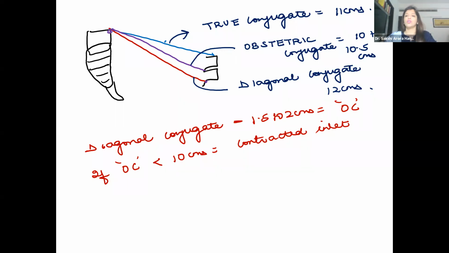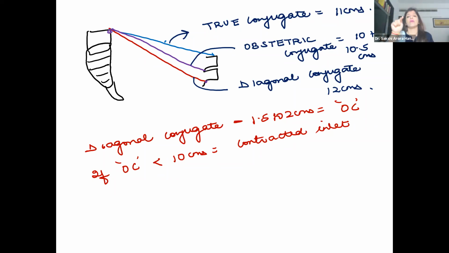Normally, the value of diagonal conjugate is 12 centimeters. And when the value of diagonal conjugate is 12 centimeters, believe me, it will be very difficult for you to touch the sacral promontory of the patient. If you can touch the sacral promontory of the patient, that means the diagonal conjugate is less than 12 centimeters. It is not 12 centimeters. If you are unable to touch the sacral promontory, then you shouldn't worry at all, because then the diagonal conjugate definitely is 12 centimeters, right? Then I am not worried at all. Only if I can touch the sacral promontory, I am worried.